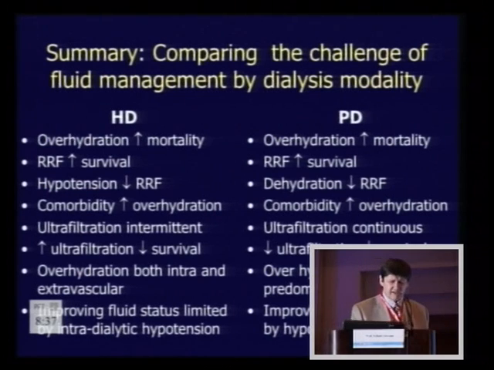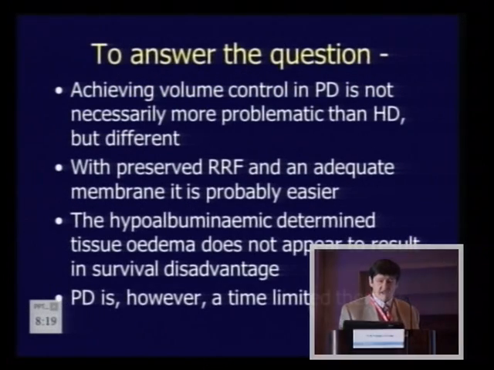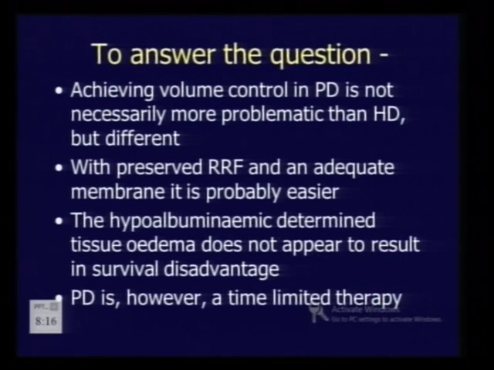Overhydration in the hemodialysis population is probably a combination of both intravascular and extravascular excess, whereas in the PD patients, particularly when they're hypoalbuminemic, that's associated with more overhydration. So to answer the question I've posed, achieving volume control in PD is not necessarily more problematic than hemodialysis, but there are some important differences.